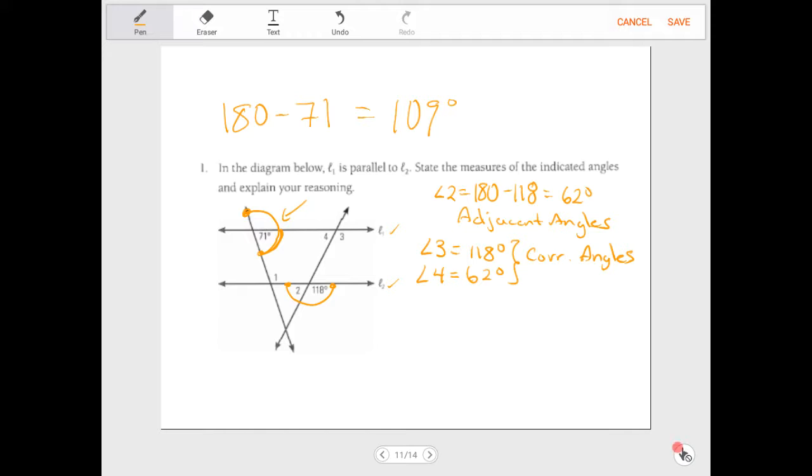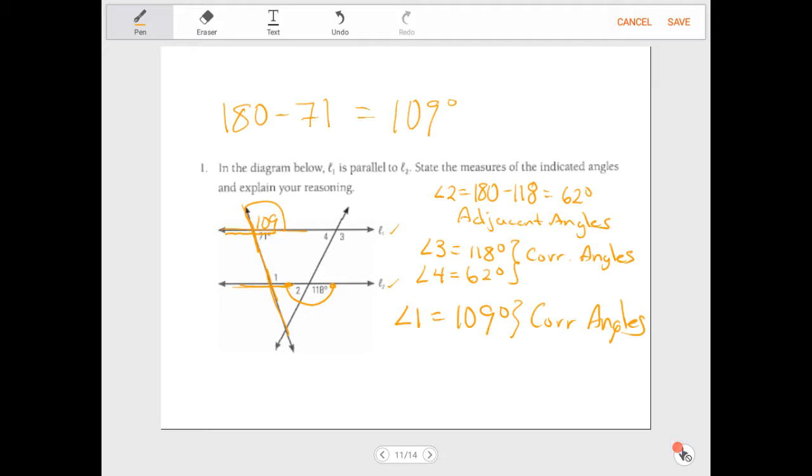Now, the reason that's important, and allow me just to write that in here, is I think we can apply the corresponding angle rule again. What I mean is, here's one intersection. Is this not another intersection? We're along the same transversal between parallel lines. So now I know that angle 1 is 109 degrees because of corresponding angles.